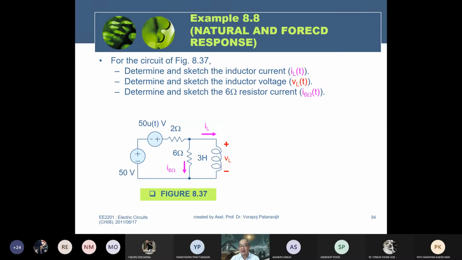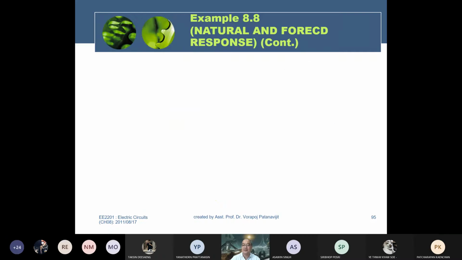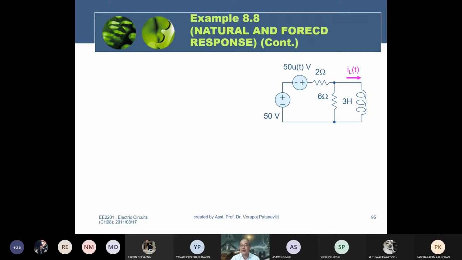together. Now, in order to give you more understanding about the natural response, the forced response, or the complete response, we will show you another example. In the RL circuit shown in figure 37, determine and sketch the inductor current, determine and sketch the inductor voltage, and determine and sketch the 6 ohm resistor current. For this, we consider it the same as the previous one. We separate it into 4 main steps.